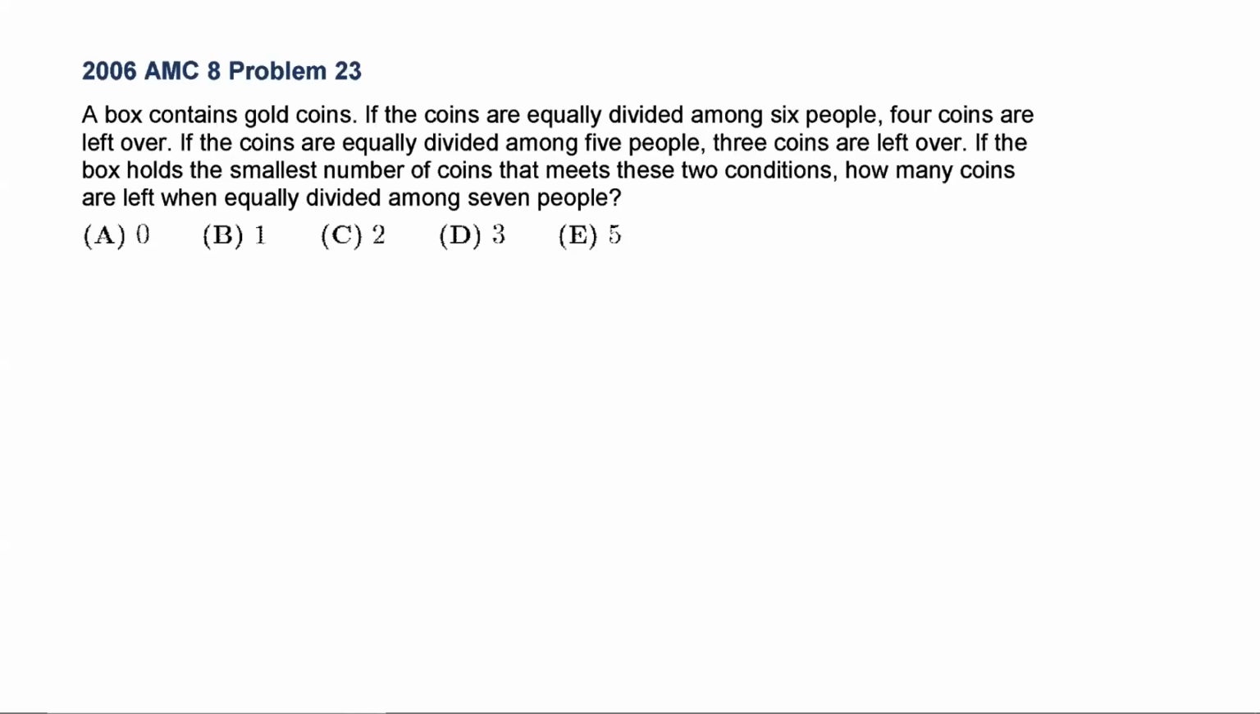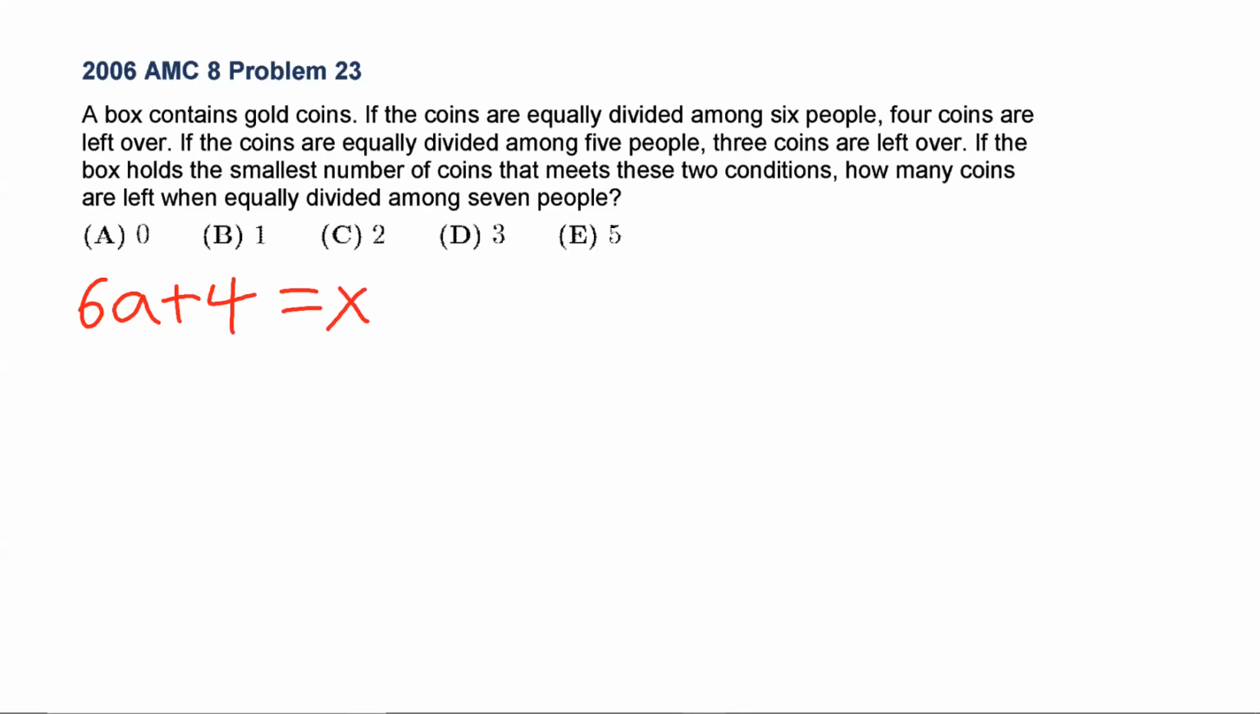Okay, so we have some answers, so let's get started. So equally divided among 6 people, 4 coins are left over. So this means that if you give all 6 people the same number of coins, let's say you give each person A coins, then 6A coins would be used, because each person you give A, and there's 6 people in total, and 4 coins are left over. So 6A plus 4 is the total number of coins you have. Let's call that X.